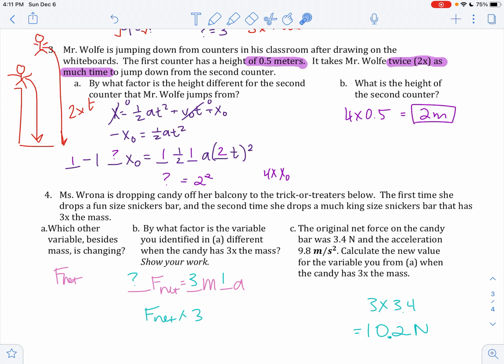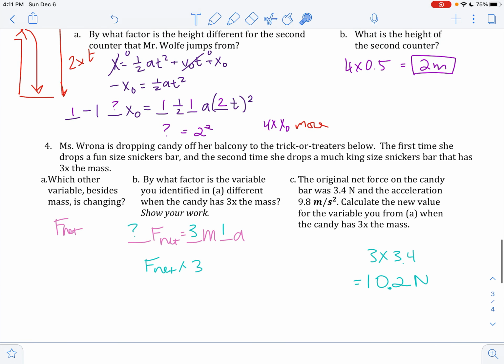And we're told that the time doubled. Now, the time doubled, it's squared. So that's got to be 2 squared. So the left-hand side, we have 1 times question mark times 1, so just question mark. The right-hand side, we have 1 times 2 squared. So the question mark equals 2 squared, so it's 4. So the x naught is now 4 times more, right? So he must be jumping off of a counter that is 4 times higher. So if the first one's half a meter, the new counter, oh my goodness, is 2 meters tall.